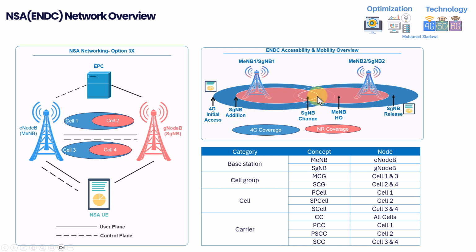Then after that, there can be mobility, SgNB change, and even master eNB handover, and after the user moves outside the coverage, the gNB and the eNB will release the connection. So this will be covered in later sections.